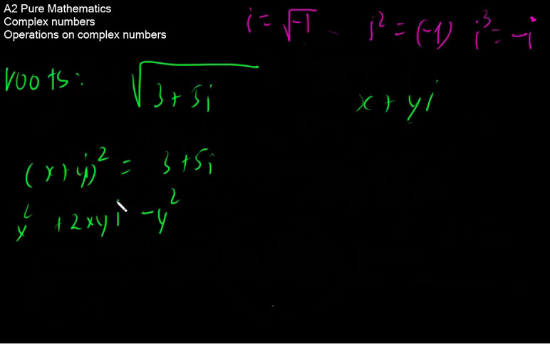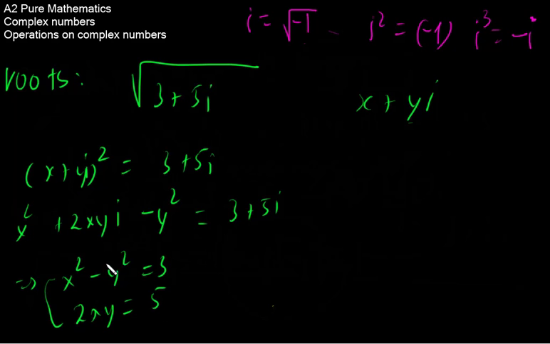i squared is minus 1. So that plus got to be a minus. And here we have this is equal to 3 plus 5i. And so x squared minus y squared is equal to 3, and 2xy is equal to 5. So whichever has i behind it is equal to 5, and because this is the real part, this is equal to 3. Now this is two equations, and from these two equations you can actually find x and y.